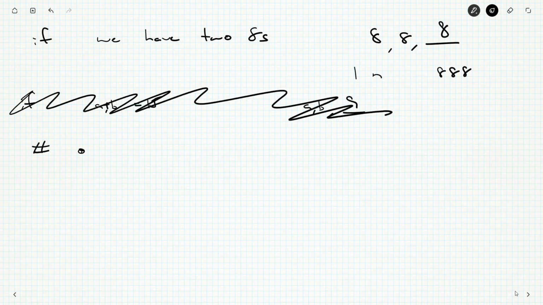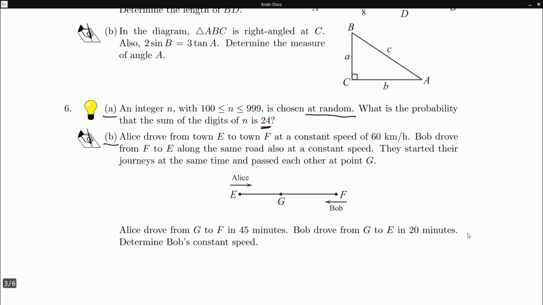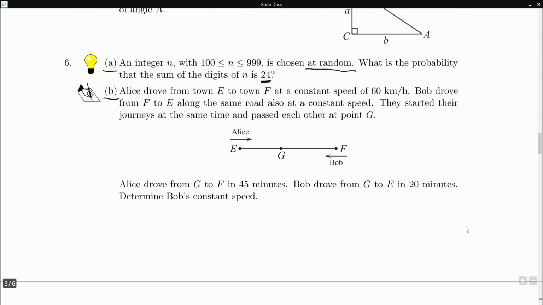So the number of n values, if I'm not mistaken, is 3 plus 6 plus 1, or 10. So the probability is going to be 10 out of 900, which I guess we can be nice and simplify and say it's 1 out of 90. Okay. So that's, what is it, 6A. Okay, and what have we got for 6B, which we have to write up?